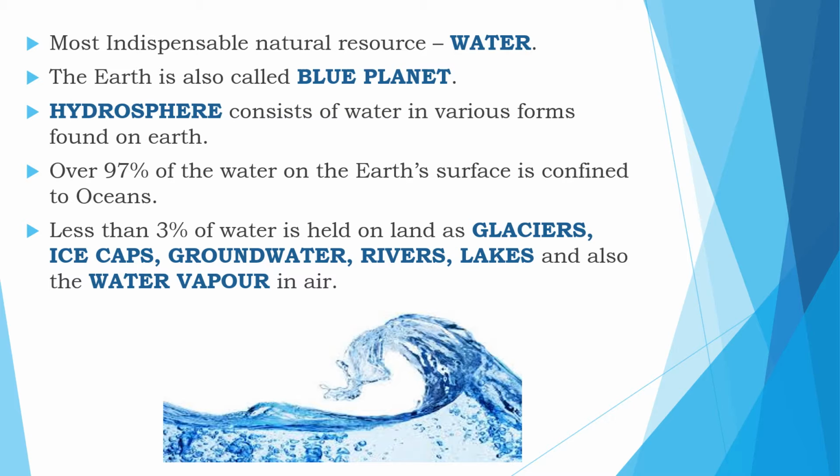The most indispensable natural resource on Earth is water. The Earth is also called the blue planet. It consists of 71% of water and 29% of land. Over 97% of the water on the Earth's surface is confined to ocean. Less than 3% of water is held on land as glaciers, ice caps, groundwater, rivers, lakes, and so on.